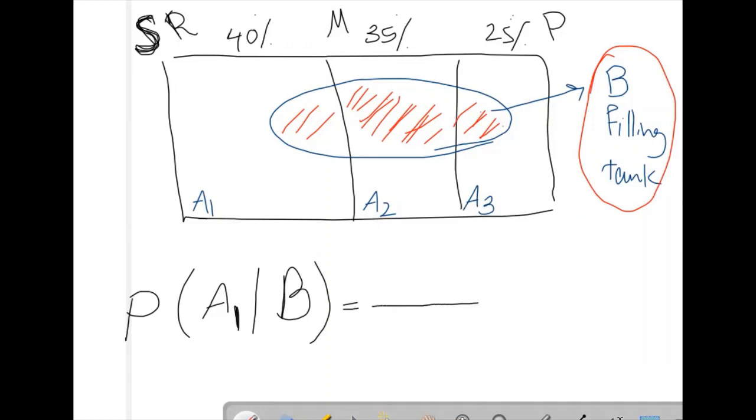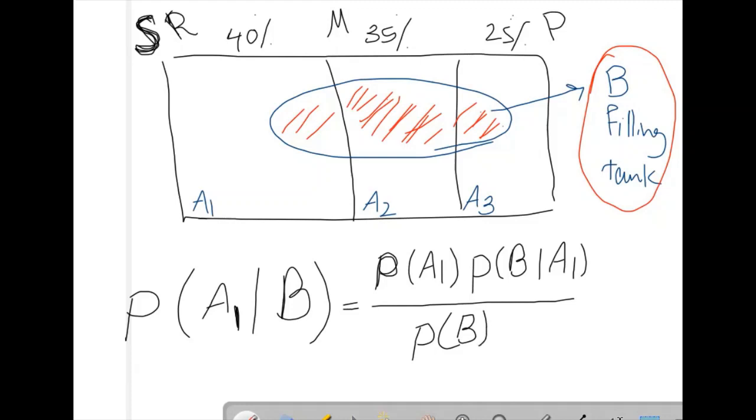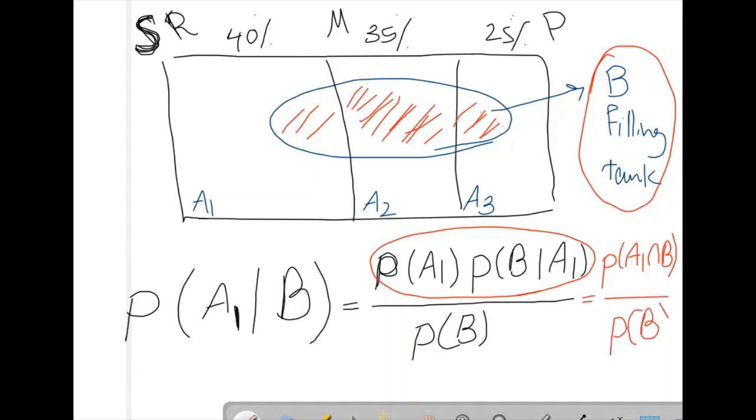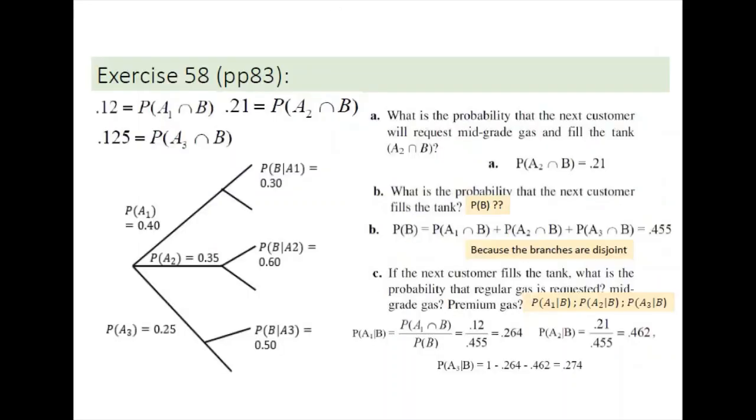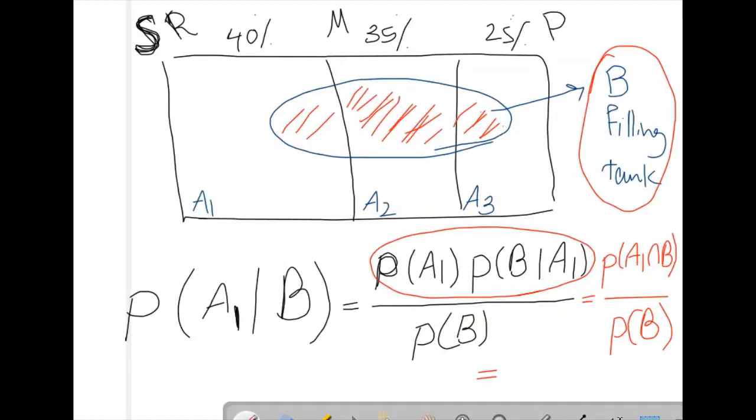It's the probability of A1, the probability of B given A1, over the probability of B. And this part is the probability of A1 intersection B over the probability of B. Okay, we have both of these probabilities. The probability of A1 intersection B is 0.12 and the probability of B is 0.455. So this is the answer.